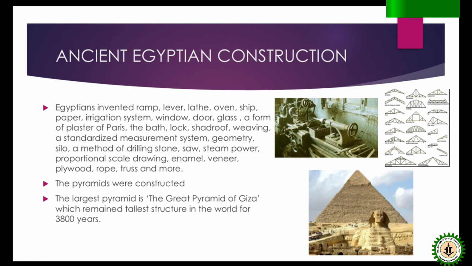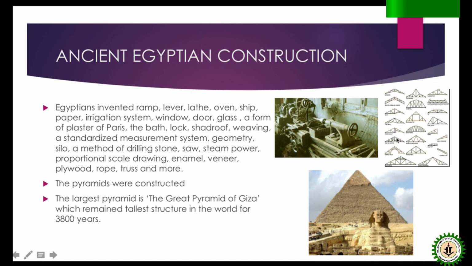Bath. What is a bath? A big hollow structure into which water was filled. This is a common place where people come and take a bath. Then locks, shade roofs, weaving, all these things came into picture. Trusses. What are trusses? You will be requiring this in further classes also. You can see the shapes. There are different types of trusses. These are supporting structures for constructions. So this was also developed by them.